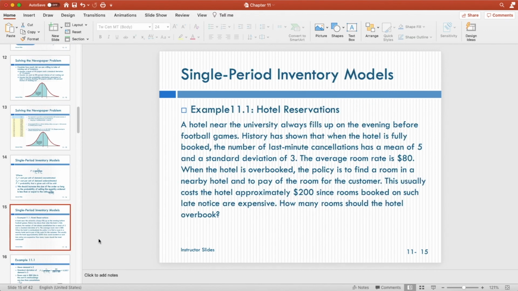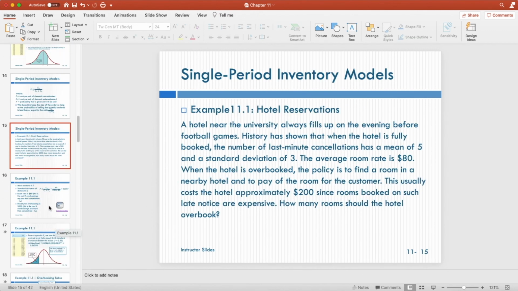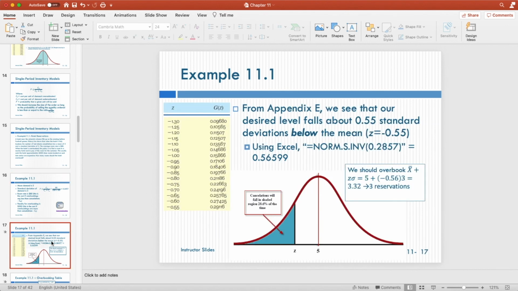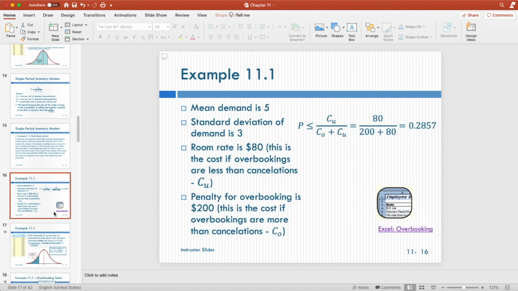But here, in our more complex example, instead of directly telling you the level that we try to maintain, you use this equation to calculate it yourself based on the cost of understock and cost of overstock, and you will see that the optimal level we try to maintain is 28.57%. Since this is 28.57%, what is the next step? Exactly the same thing. In the next step, we are trying to find the corresponding z-value. You can use Excel to get it, which is showing here, 0.56599. Or we can directly use the z-table to check it. Let me go through this again.